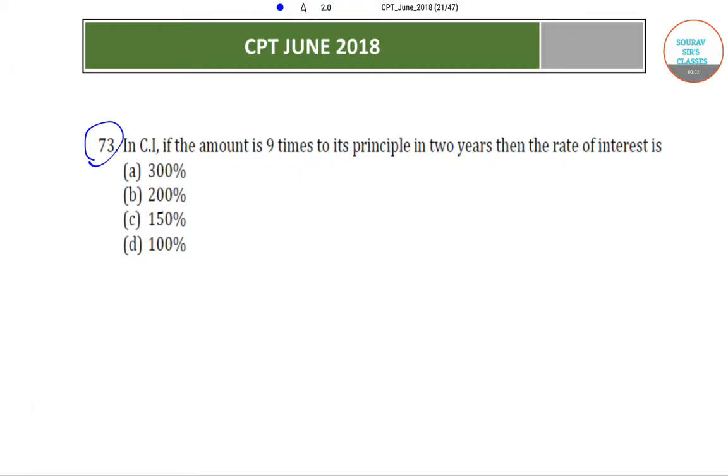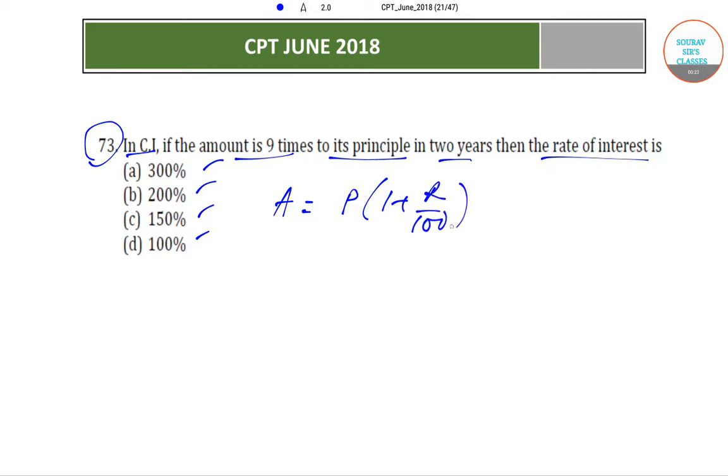In this question number 73, it has been given that in compound interest, if the amount is 9 times its principal in 2 years, then the rate of interest is 300%, 200%, 150%, 100%. So now here, we know that the amount for compound interest is given by P into 1 plus R by 100 to the power of time.